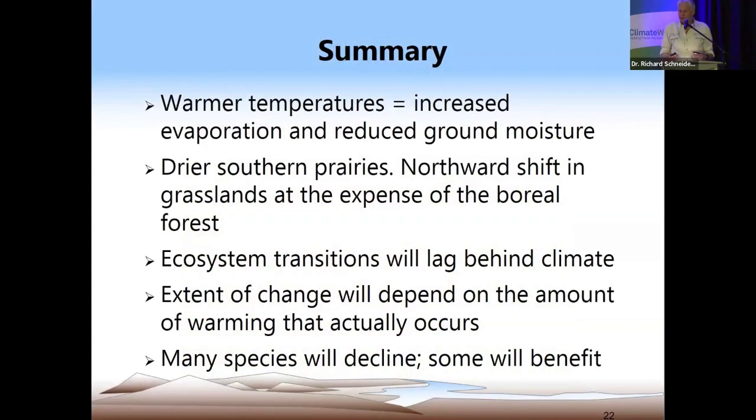So just to sum up, temperatures we're going to get warmer. The key for us in the prairies, and again, just to be clear, this is very localized to the prairies. It's all about water and evaporation and what remains in the ground for plants to use. We're going to see the southern prairies getting drier and the grasslands are going to shift northwards. I also want to, again, reiterate that this is not going to happen quickly. Many decades into the next century for sure. And again, it's not binary. The amount of change will really depend on the amount of warming that occurs.